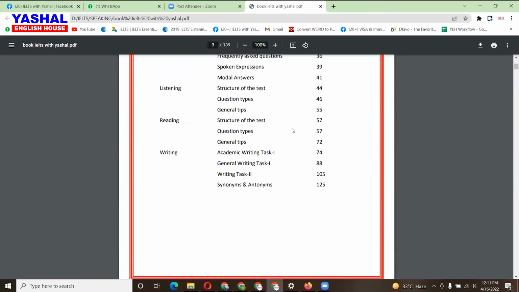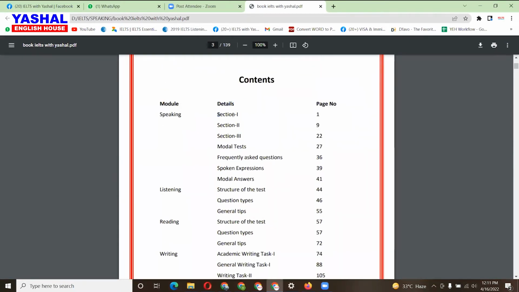If we come over here, content page, we have speaking section one or part one, right? Then we have speaking part two, then we have speaking part three. I have prepared some model tests as well, frequently asked questions, and there are some spoken expressions you are supposed to use and model answers we have prepared. This part is called interview, the first part.